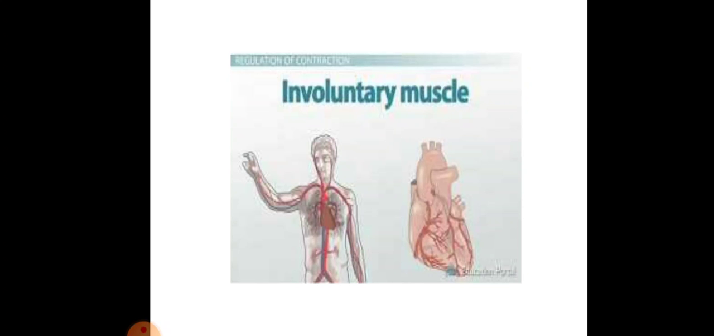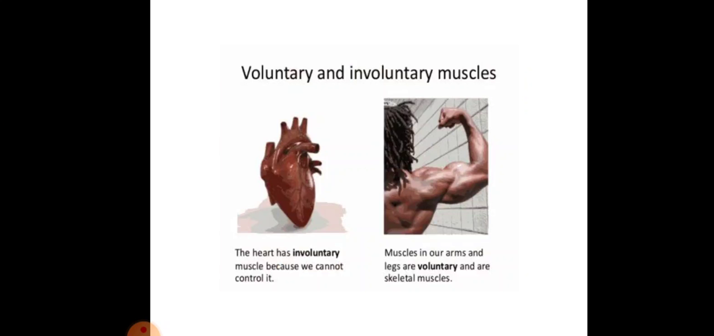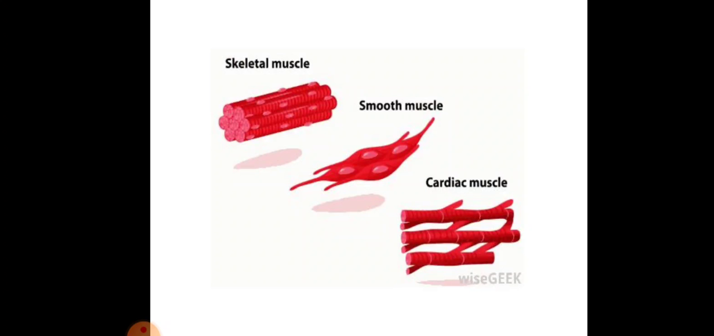This muscle is mainly called, for example, the heart has involuntary muscle because we cannot control it, and the muscles in our arms and legs are voluntary, skeletal muscles. This is the example of voluntary and involuntary muscles. Okay, next, look at this, this is called the skeletal muscle. You can say voluntary muscle, smooth muscle you can say involuntary muscles, and then cardiac muscles.